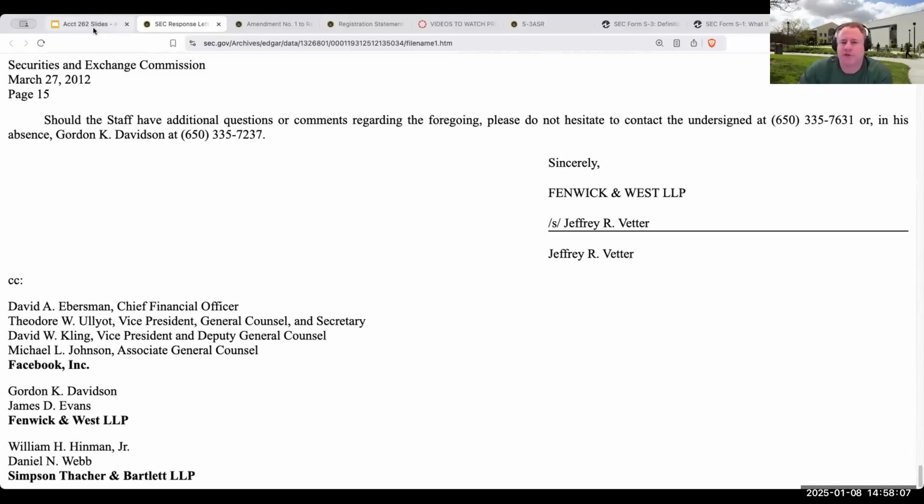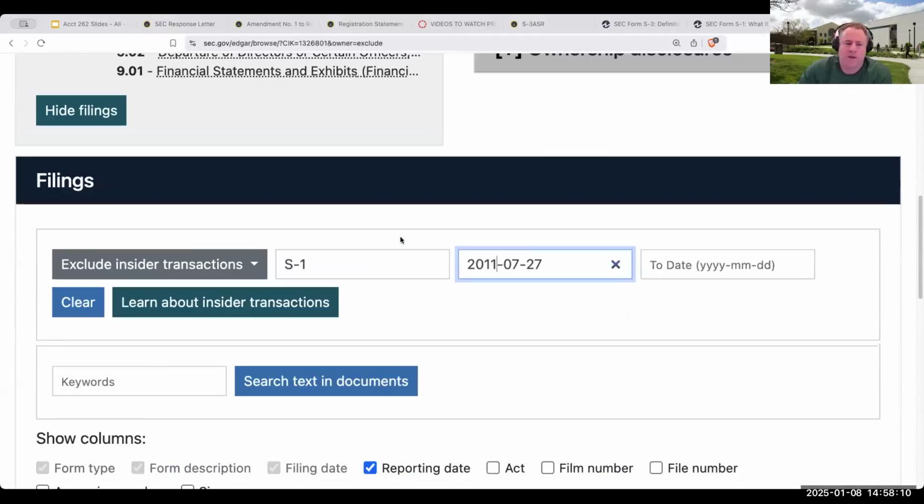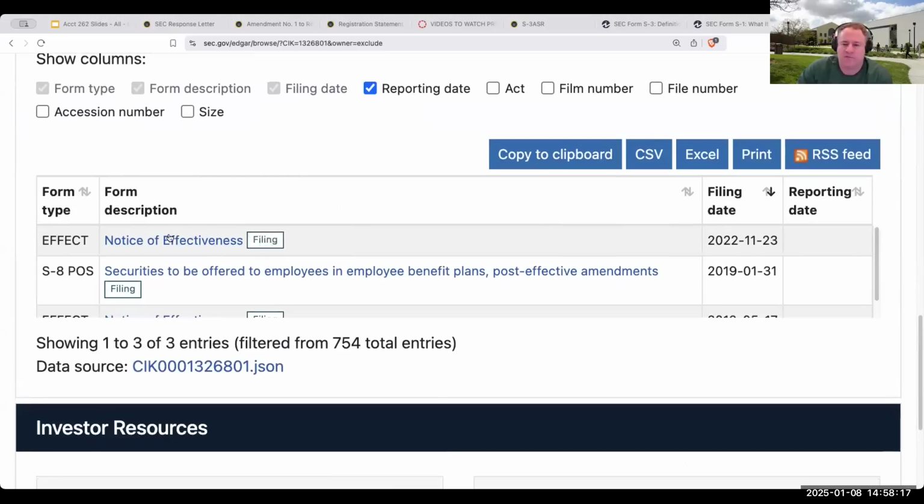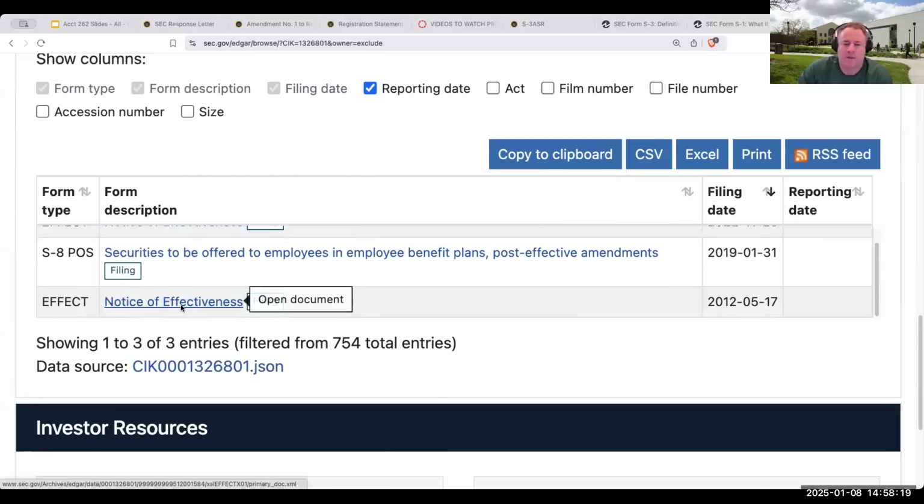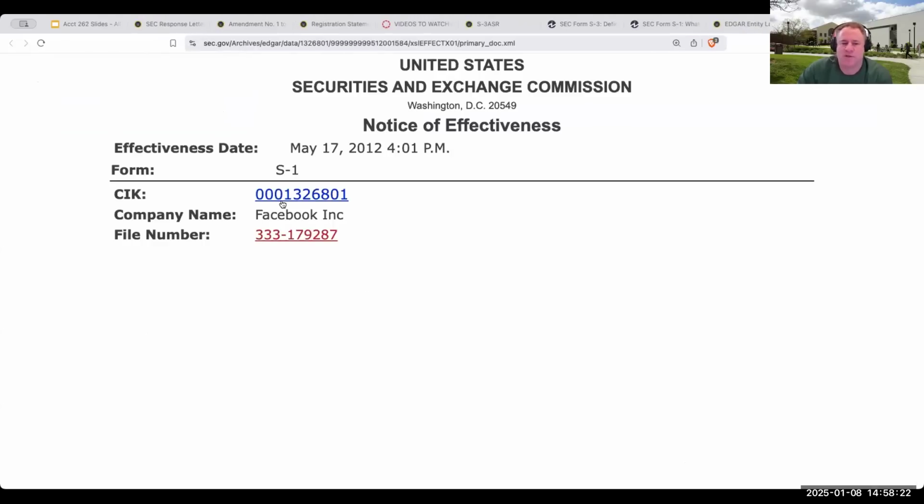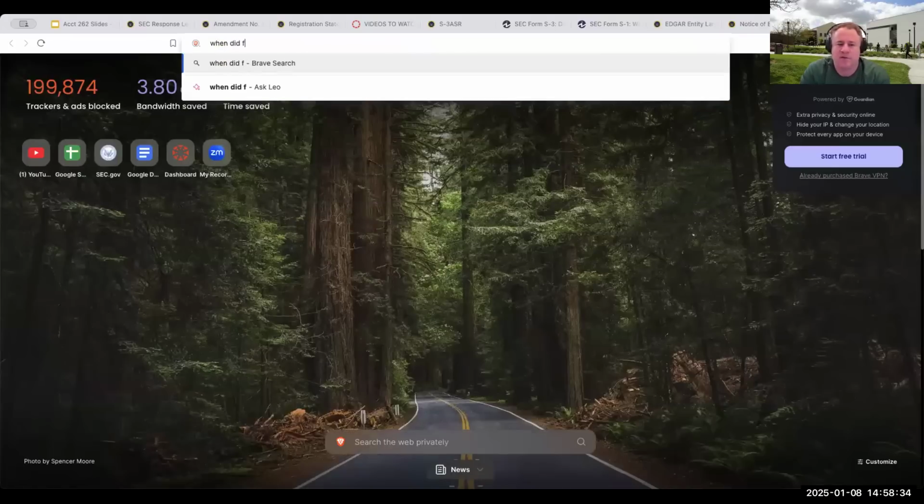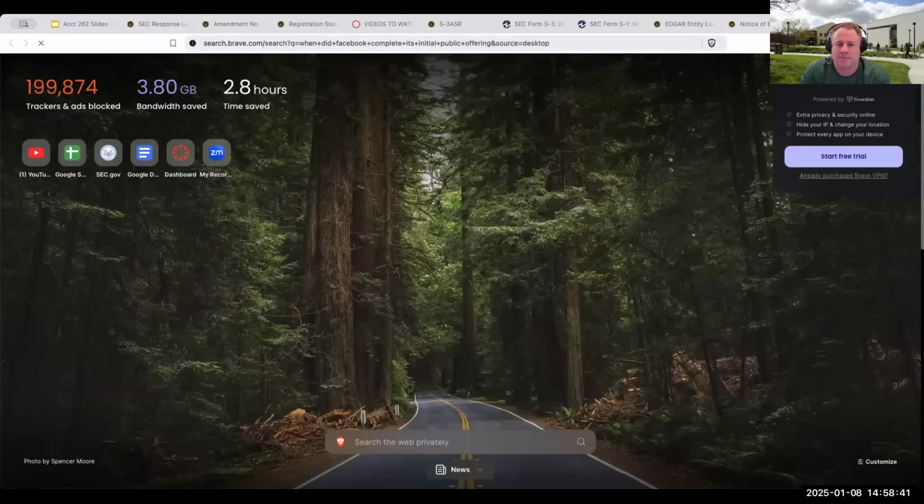Now, once you go through this, we get the notice of effectiveness. What happens here is the SEC will declare the S-1 effective, and this was May 17th, 2012. And then we ask, when did Facebook complete its initial public offering?